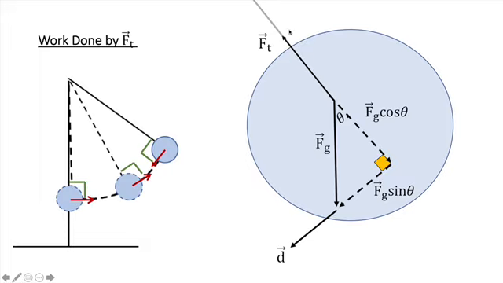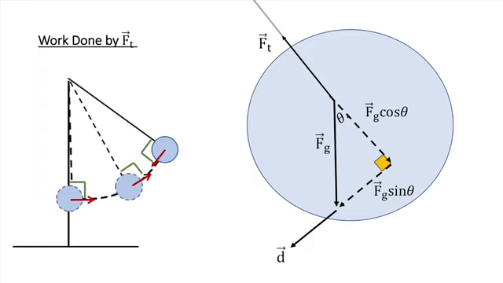If we do that, we can see that Ft and Fg cos theta run along the same line, and so do displacement and Fg sine theta. Since the sine component of Fg is perpendicular to its cos component, the angle between the displacement and the force of tension is also 90 degrees. But wait, is there anything else that's making the work done 0 here? Yes, there is. You see, Ft isn't actually what's causing the displacement. Fg sine theta is really what's making the pendulum move.